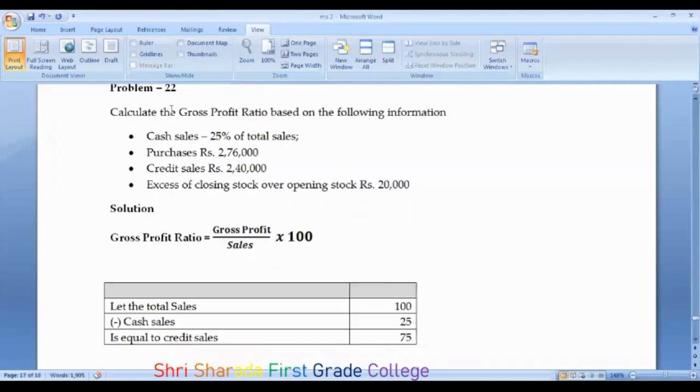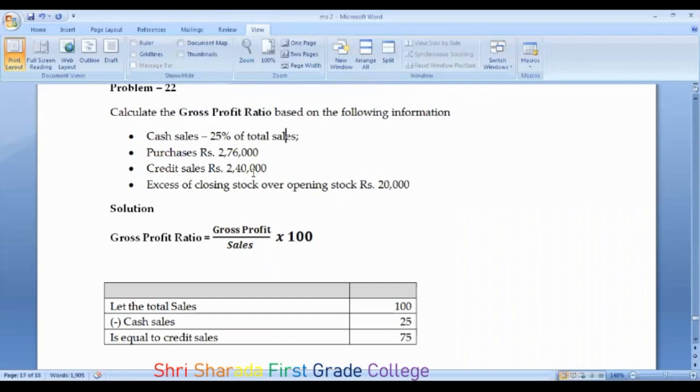Clear? So now calculate the gross profit ratio based on the following information. Problem number 22. You need to compute the gross profit ratio. Be very particular with the calculation. Cash sales is given as 25% of total sales. See now whether total sales is given or not. Purchases is given as 2,76,000.